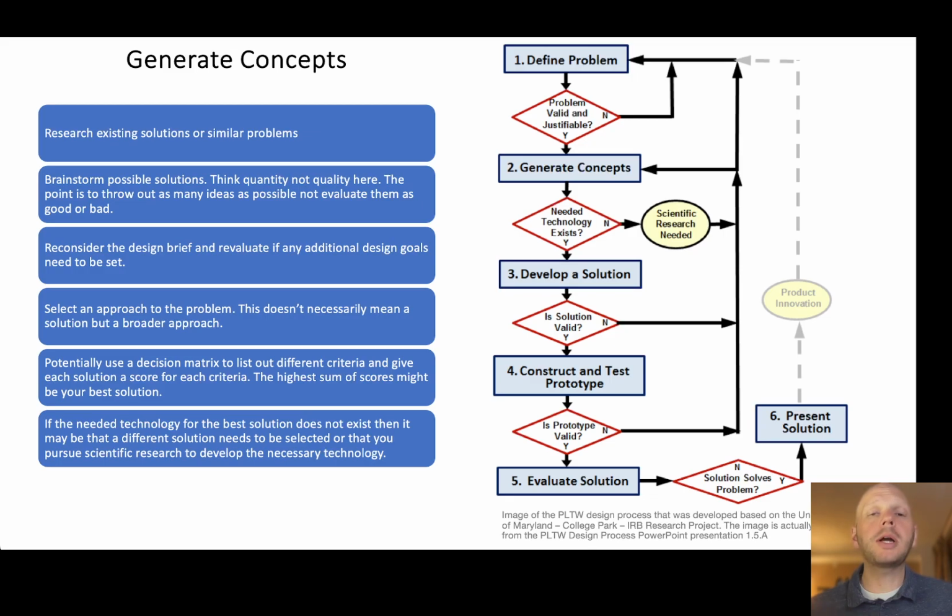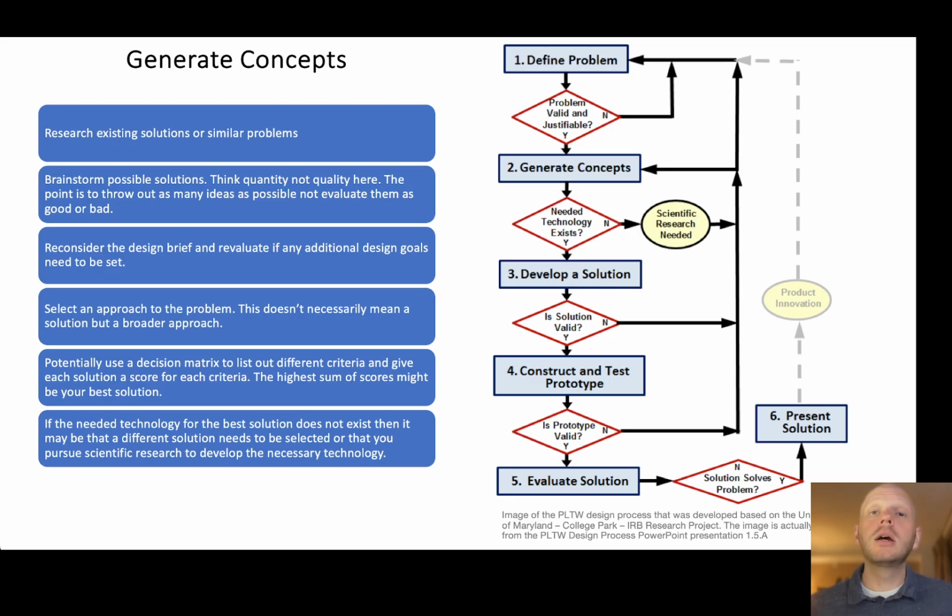We also want to go through a process of brainstorming. And for brainstorming, we're thinking about quantity, not quality. So brainstorming, you do not evaluate, oh, that's a good idea or that's a bad idea. You're just throwing out and documenting ideas to try to come up with potential solutions to the problem. You want to reconsider the design brief. As you've started to try to generate concepts, is there anything that you have come up with that will change the constraints or the criteria?